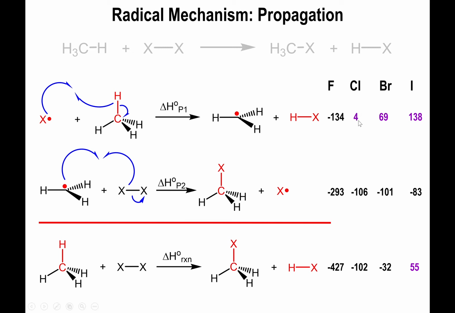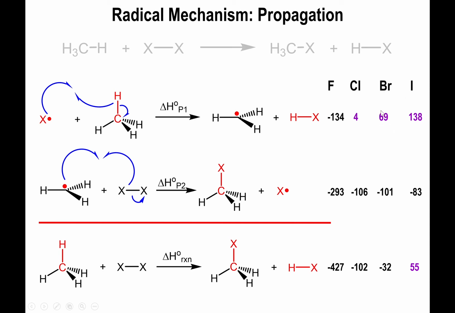Chlorine, even though the first step is kind of neutral, in the second step, if you can get some of it to go forward, you get more than enough to make up for the fact that the first is neutral. So this reaction with chlorine is still doable. But bromine and iodine, not so much.